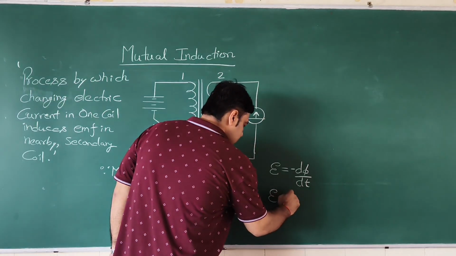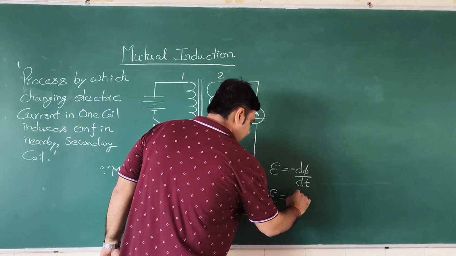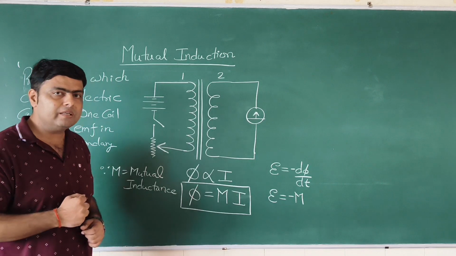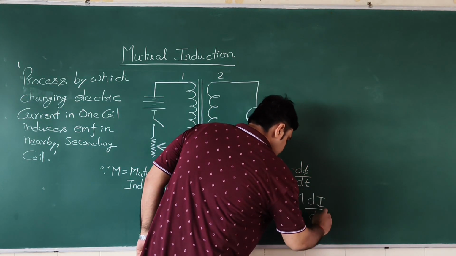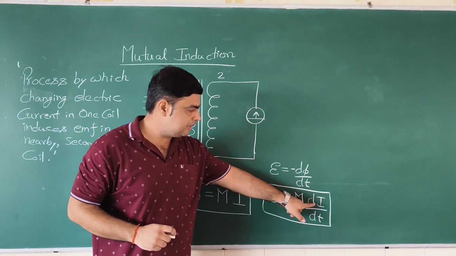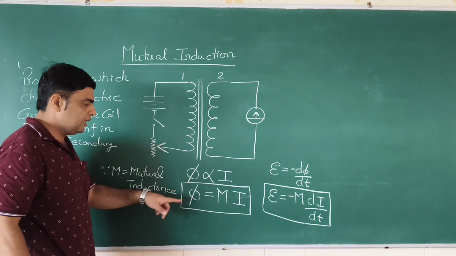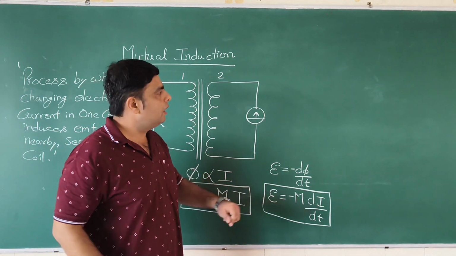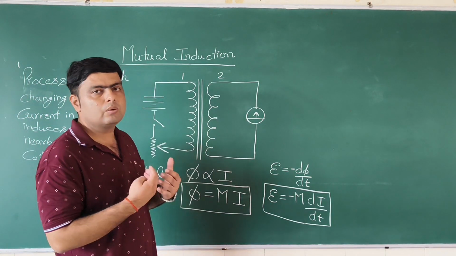Now the formula becomes EMF is equal to, in place of phi we will substitute M into I, and M is the constant of proportionality, so it remains constant. The EMF is generated because of the change of current, so we mention di upon dt, that is the change of the current with respect to time. So here are the two formulas, one in terms of magnetic flux, and this one in terms of EMF.